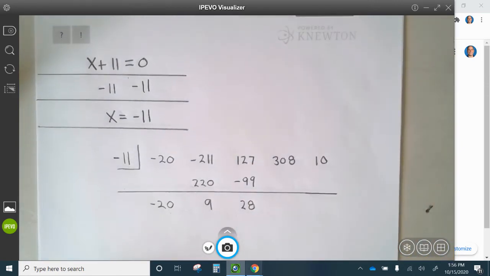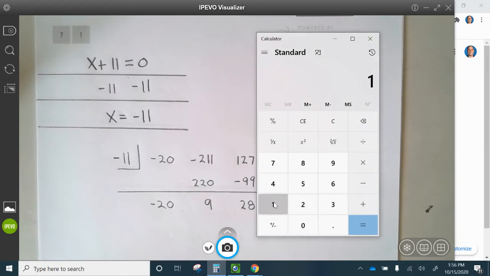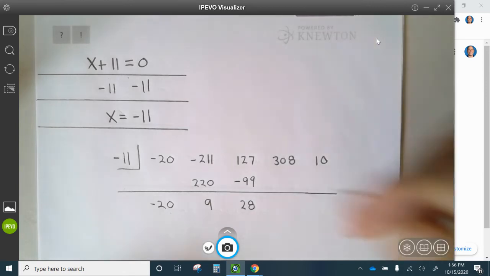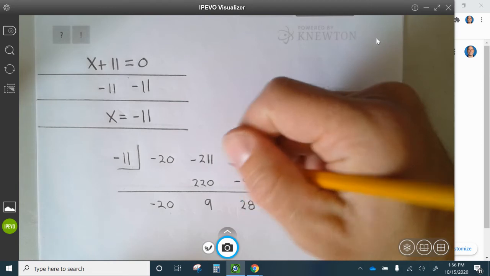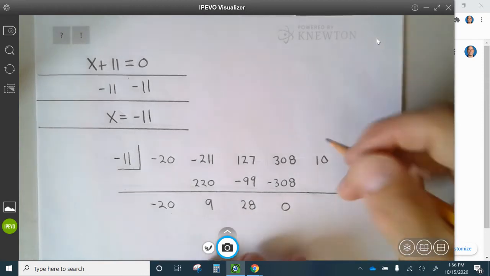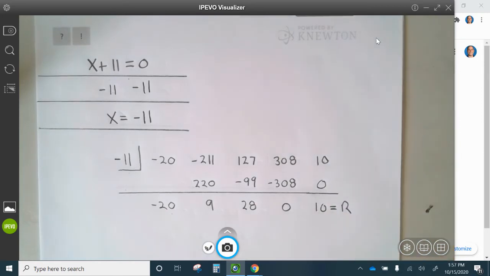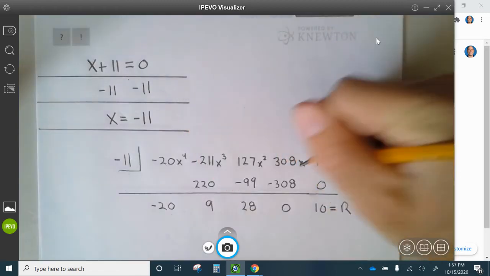And then let's multiply negative 11 times 28. Times 28 is negative 308. Which is 0. Negative 11 times 0 is 0. 10 and 0 combined to be 10, so the remainder is 10. Now remember, this was x to the fourth. This was x cubed, x squared, x.